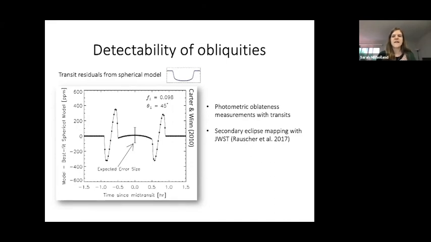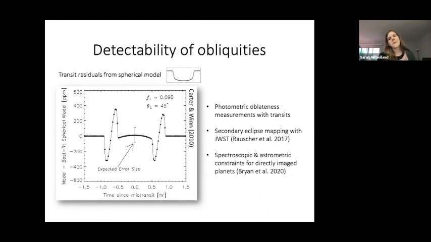Another proposed technique for measuring the planet obliquity is what's called secondary eclipse mapping, which is looking at the occultation of the planet behind the star and creating brightness maps from the shape of that occultation as it passes behind the star. And this has been proposed as a technique for James Webb as well.